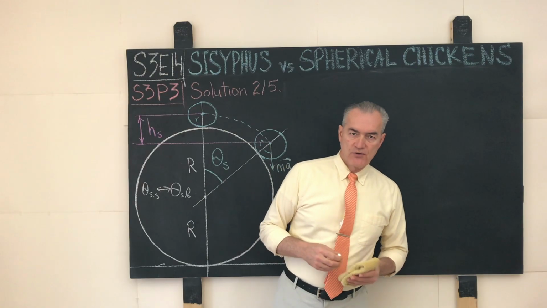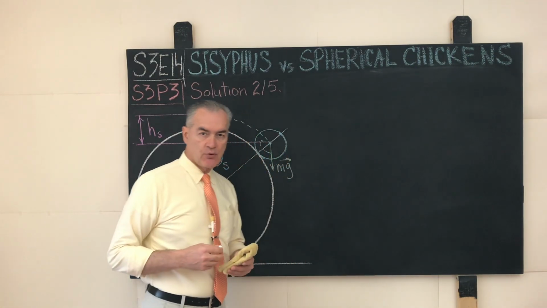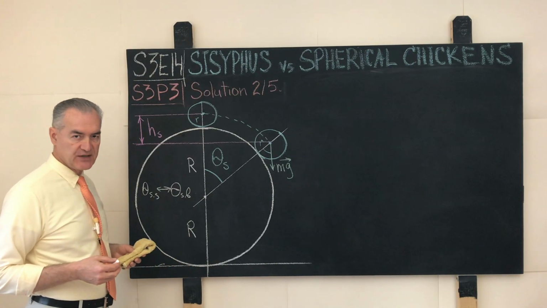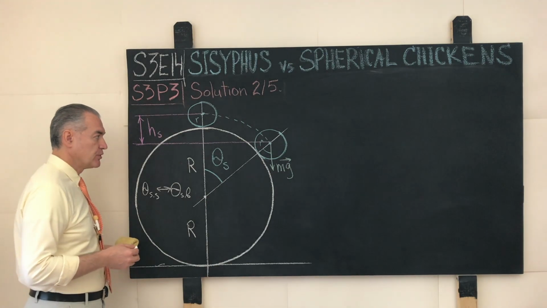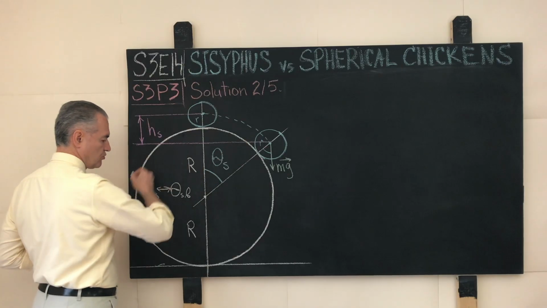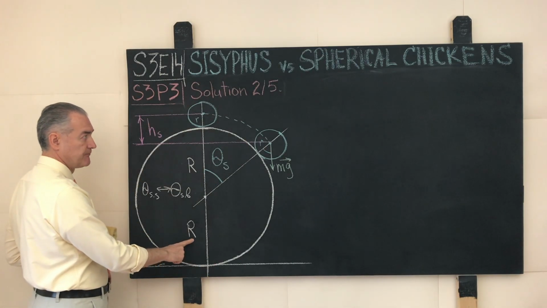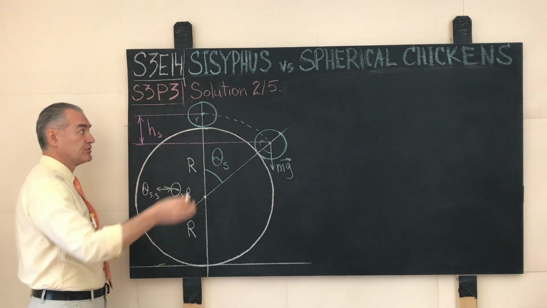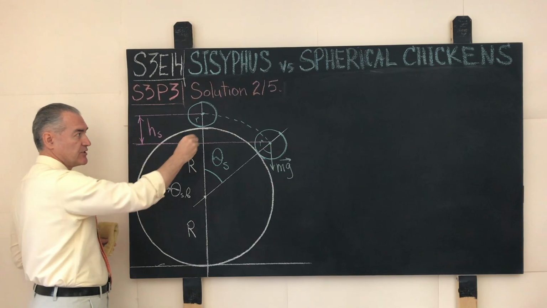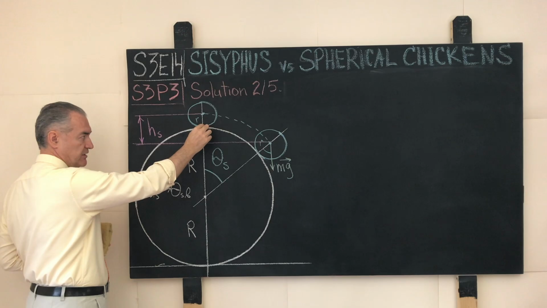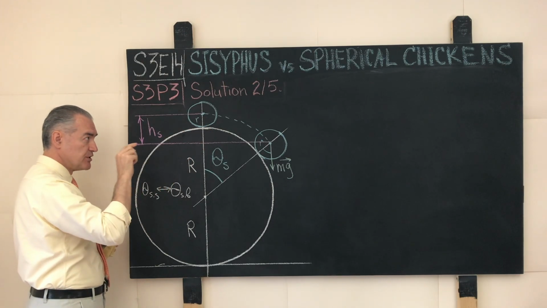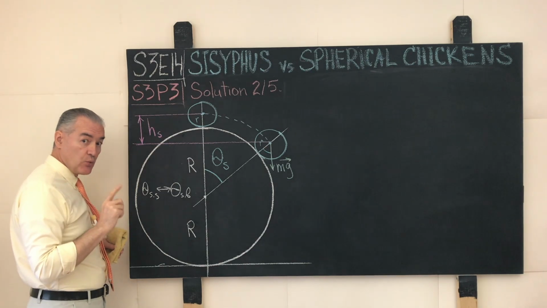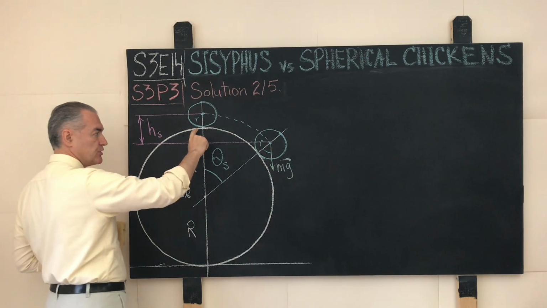For the second solution of the physics problem S3P3, I propose the following experiment. We take our favorite spherical chickens of uniform density and we put them on top of a stationary sphere. The sphere is shown in white over here, of radius uppercase R. We put our spherical chicken of uniform density, whether that chicken is hollow or solid, on top of that sphere. And with the minimal effort, the position of equilibrium here will obviously be not stable.